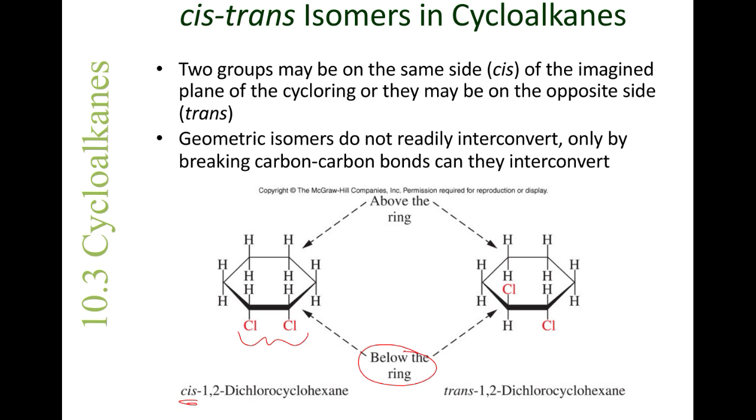So these are examples of stereoisomers because they have the same connectivity of atoms, but they are geometric isomers because these two do not interconvert. There is no equilibrium here. The only way you could get these two to interconvert would be by breaking a carbon-carbon bond. So these are two completely different molecules that have different physical properties. So, cis and trans, which are stereoisomers.